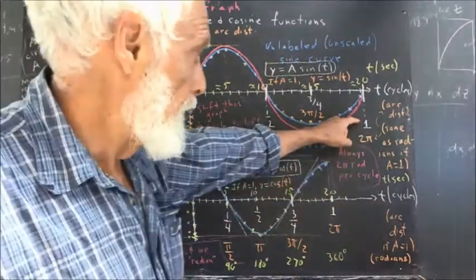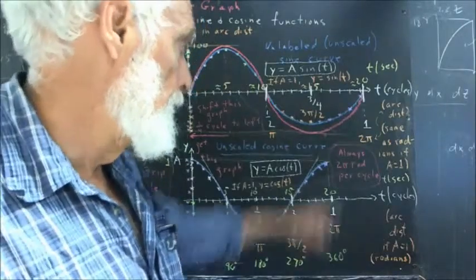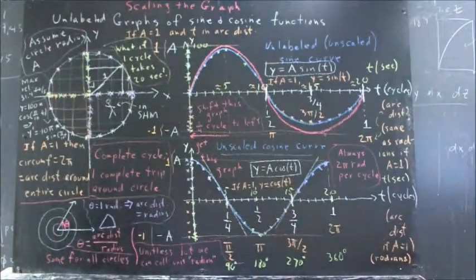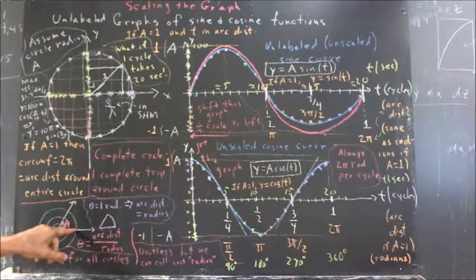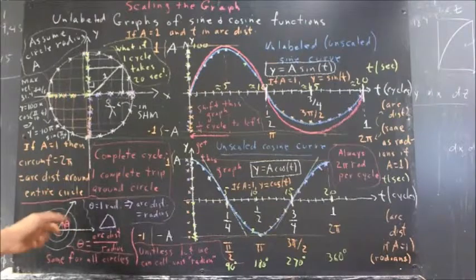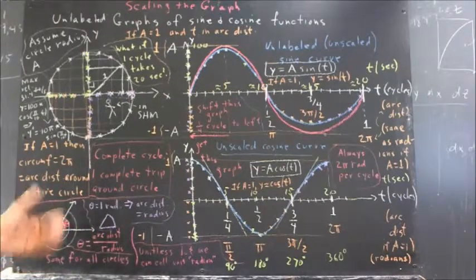And we note that one cycle is the same as 2 pi radians. There are always 2 pi radians for a cycle because the distance around the circle is always 2 pi times its radius. So when we divide the arc distance around the circle by its radius, we always get 2 pi.